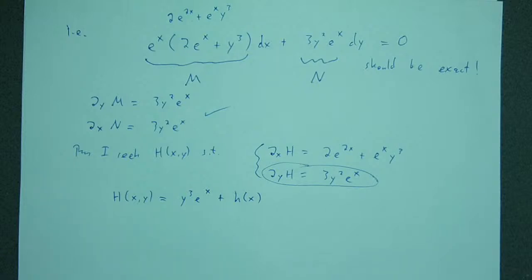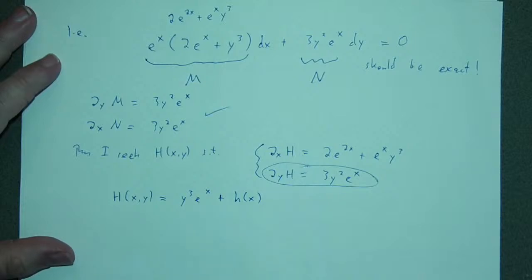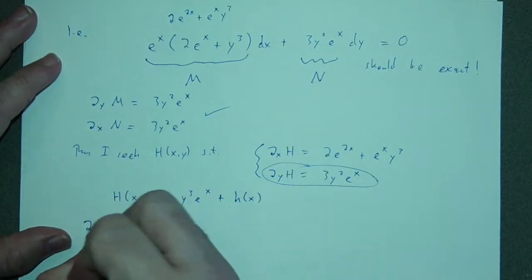You can just quickly check that if you take the derivative with respect to y of this thing, what you get is 3y squared e to the x plus 0, right? Which is exactly that thing. All right, so now I plug it into this other equation here. So I do the thing I always do.